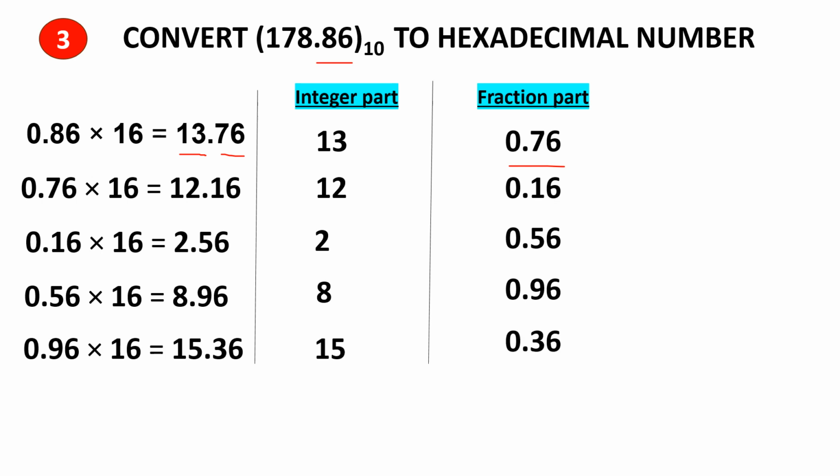In this case, the fraction part does not become 0. The number goes on repeatedly without an end. So we'll stop at this position. At this point we'll stop, and we can find the hexadecimal number from the integer parts. Here this will be the MSB and this is the LSB.